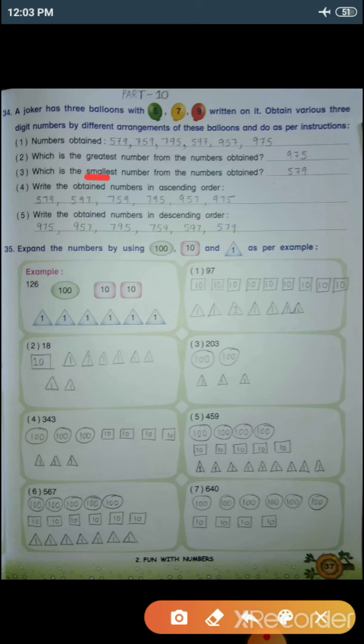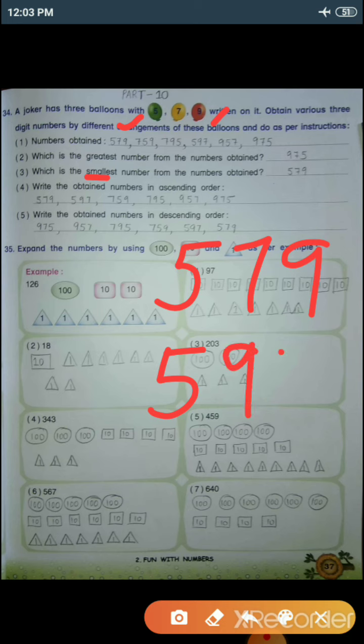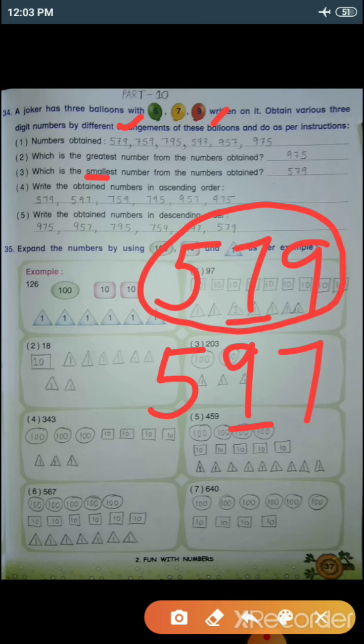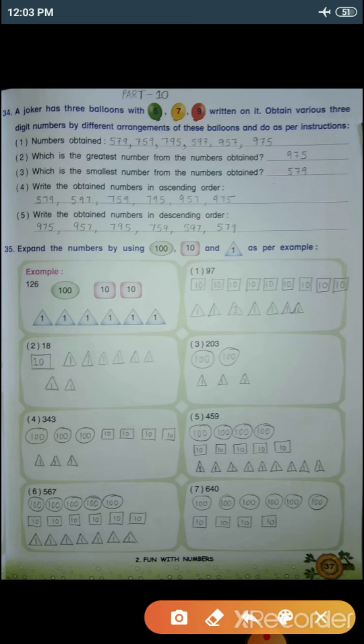Now the smallest number. Again concentrate on first digits. So 579 and 597 have the smallest first digit. Now we are concentrating on the second digit, 7 and 9. So which one is the smallest? Yes, 7. So our smallest number is 579. Let's see question number 4. Write the obtained numbers in ascending order.